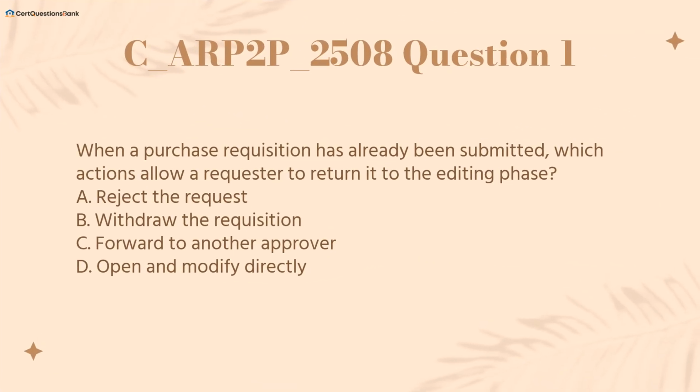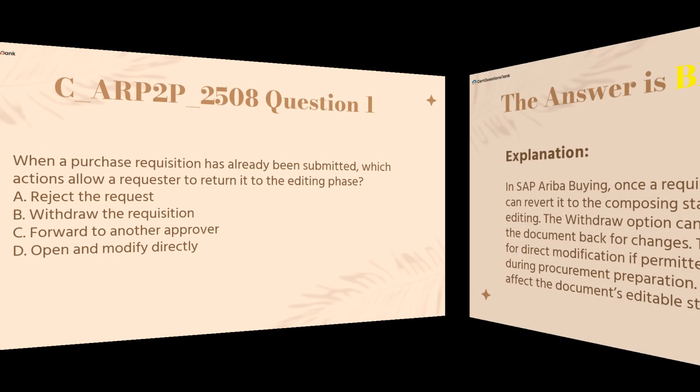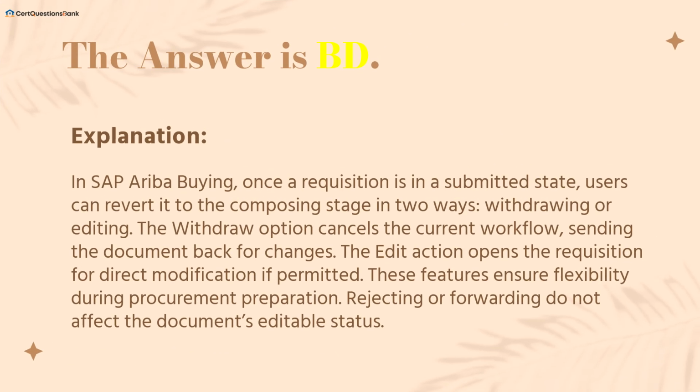When a purchase requisition has already been submitted, which actions allow a requester to return it to the editing phase? A. Reject the request. B. Withdraw the requisition. C. Forward to another approver. D. Open and modify directly. The answer is BD.